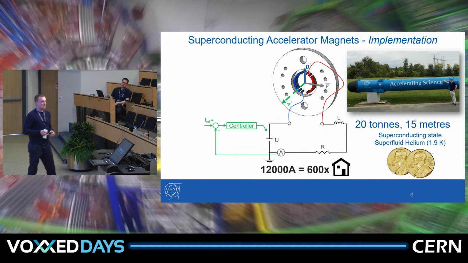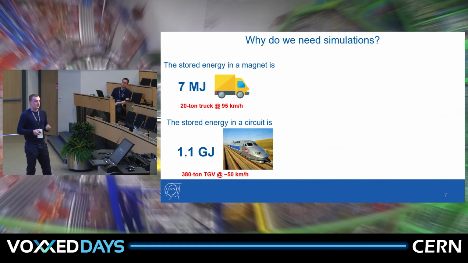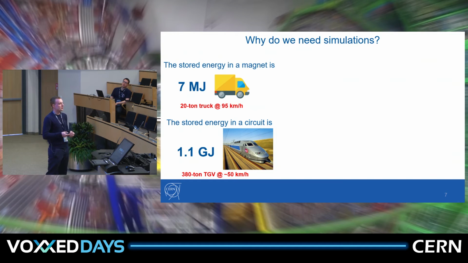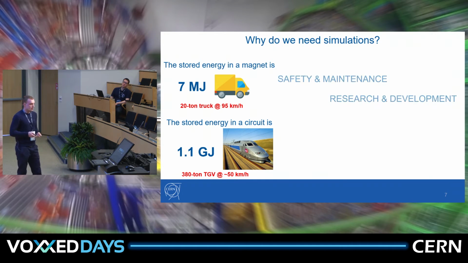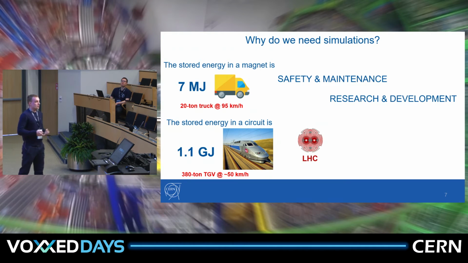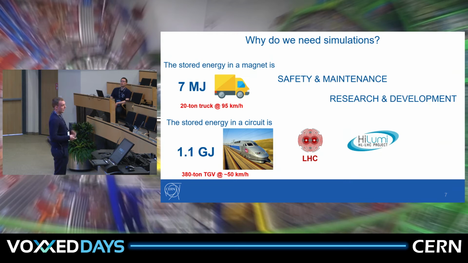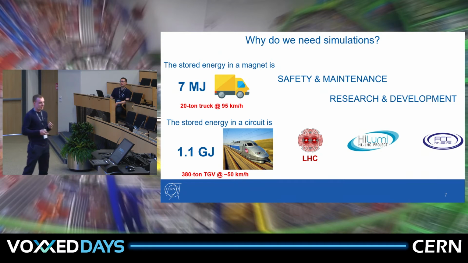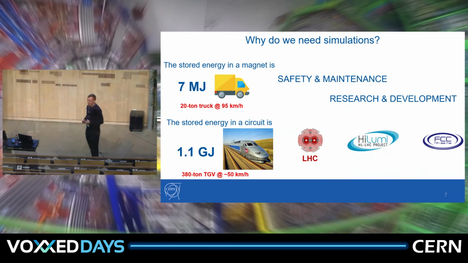This current, together with the high magnetic field, is responsible for very high energy, which for a magnet is like a 20-ton truck traveling at 95 kilometers an hour. But for the circuit composed of 154 magnets, it is already something like a TGV. We need to carefully study these magnets for the safety and maintenance of the machine, as well as research and development. And in our group, we are responsible for both tasks. For today, which is the operation of the LHC, for tomorrow, the high luminosity upgrade of the LHC, and the day after, the Future Circular Collider. And of course, with great power comes great responsibility.